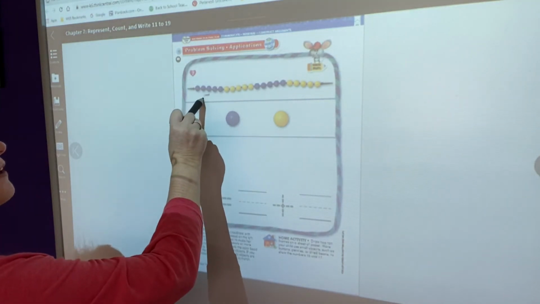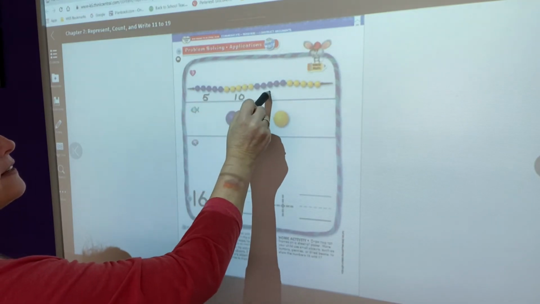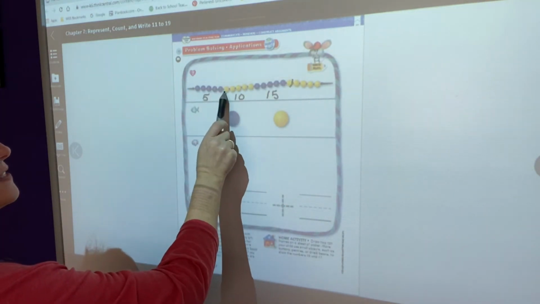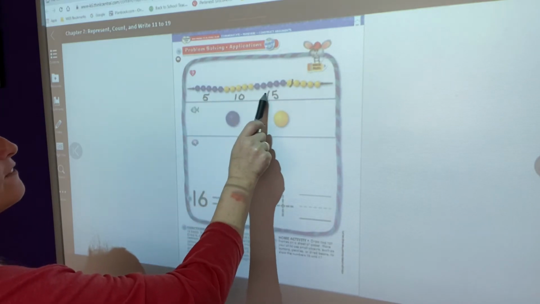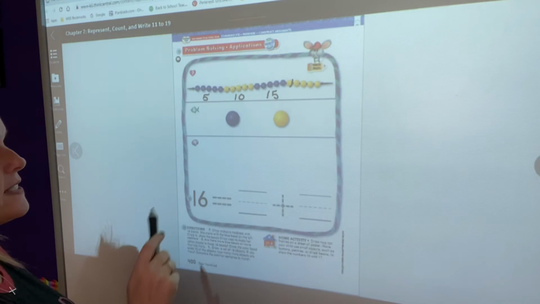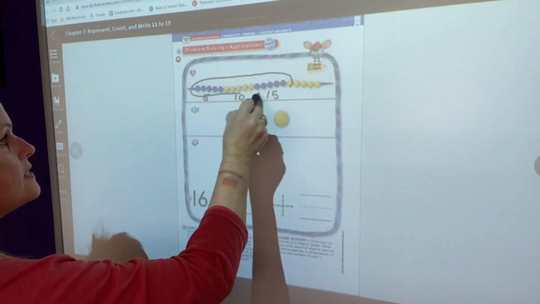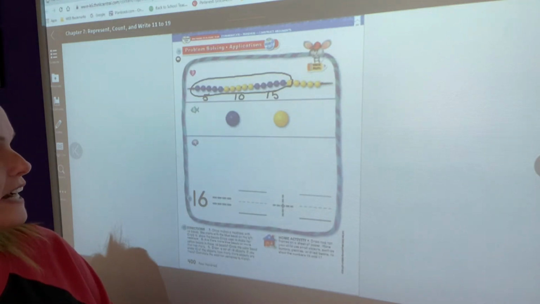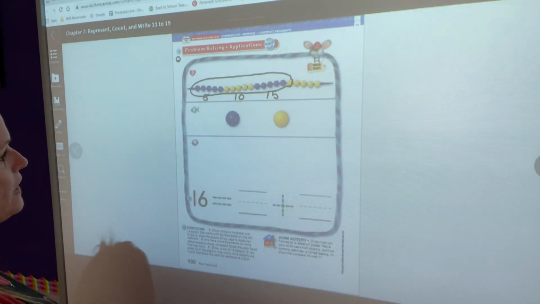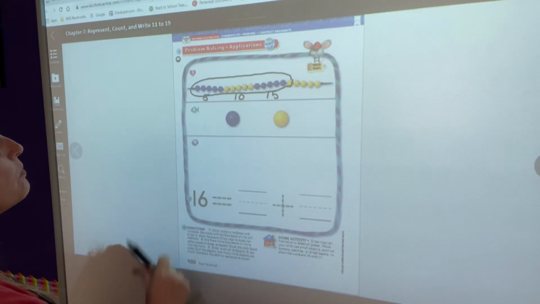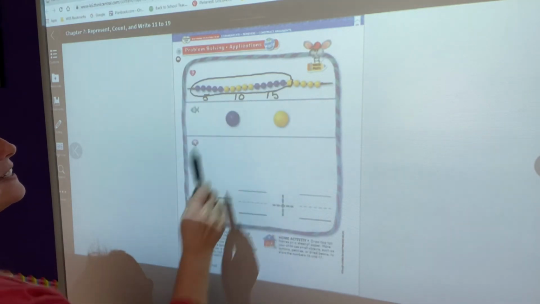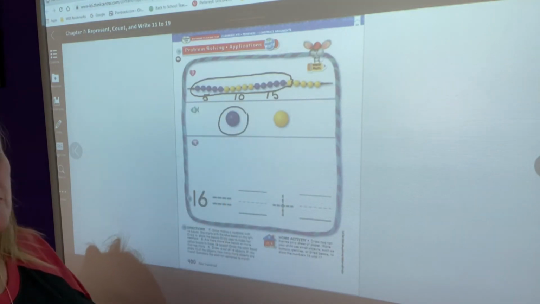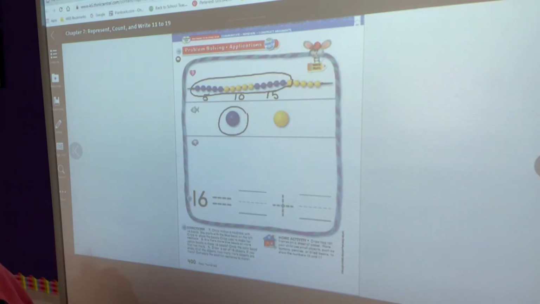So we still can count by fives. 5, 10, 15, and then we'd need one more to make 16. Remember, these are sets of 5. So 5, 10, 15, and one more would make 16 when we're counting. So go ahead and circle those 16 beads. And you know my question, don't you? Which one has more? Are there more blue beads or more yellow beads? There are more blue beads. There are 5, 10 blue beads, and only 5, 6 yellow. So we will circle the blue bead because there are more blue beads in our bracelet than there are yellow.